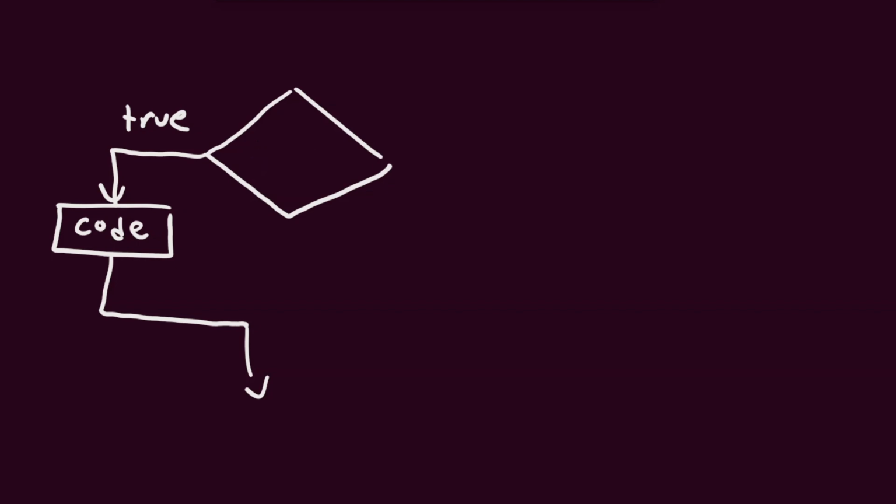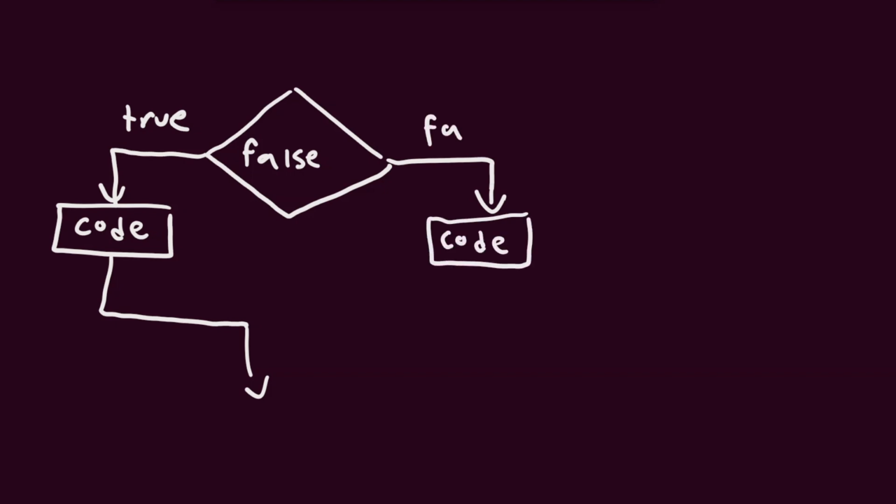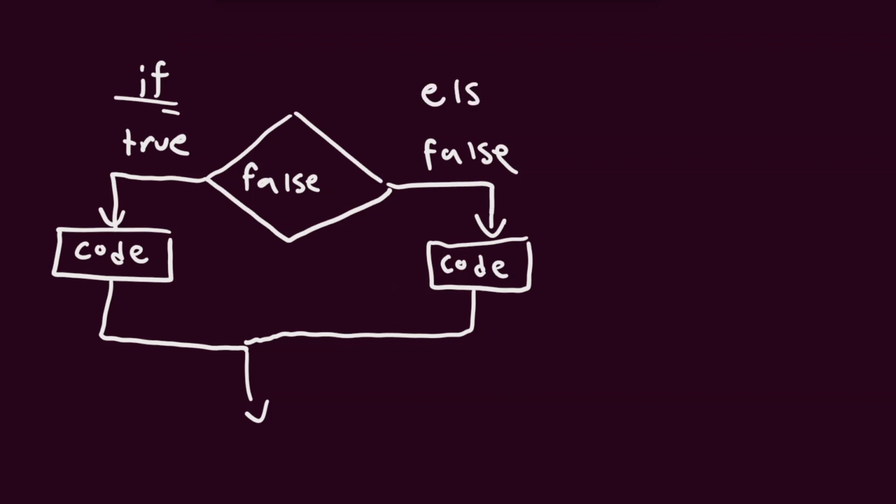But what if this statement was actually false? Then we would have another block of code solely for the false statement, and then continue our journey out of our if-else structure. So this is for the if statement. So if it's true, it follows the if statement block, and if it's false, it'll follow the else statement block.